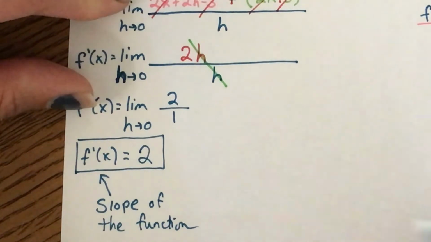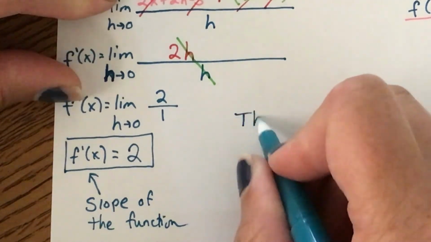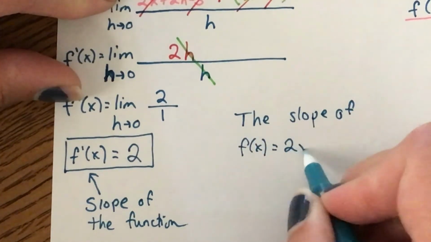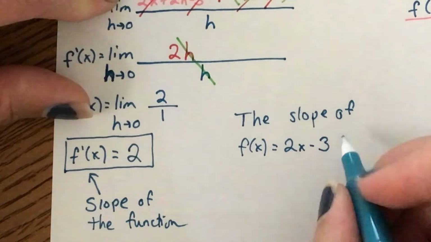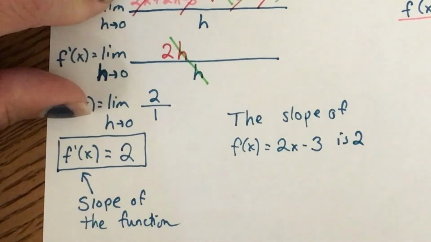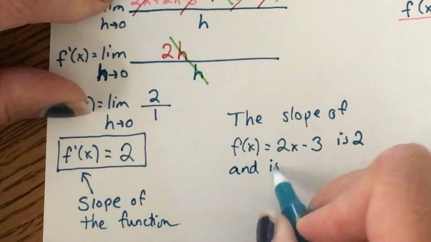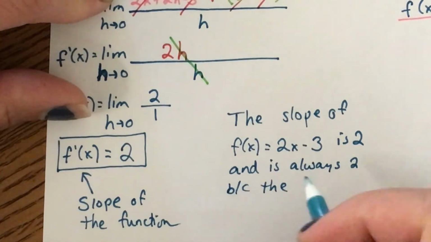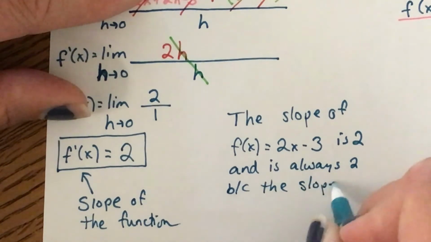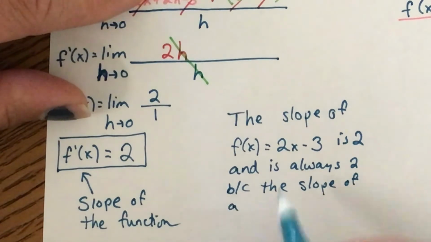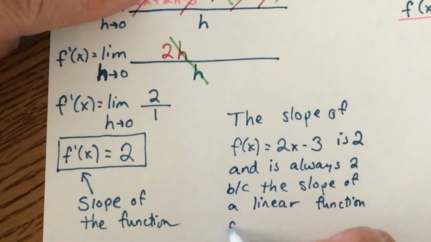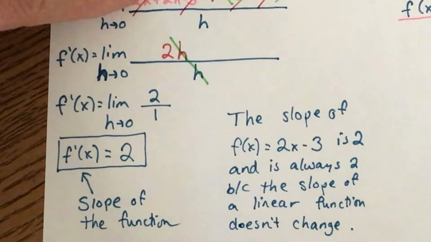All right, I'm going to write out a little wording over here. The slope of f of x, which was 2x minus 3, is 2 and is always 2, because the slope of a linear function doesn't change. Boom. Done with this page.